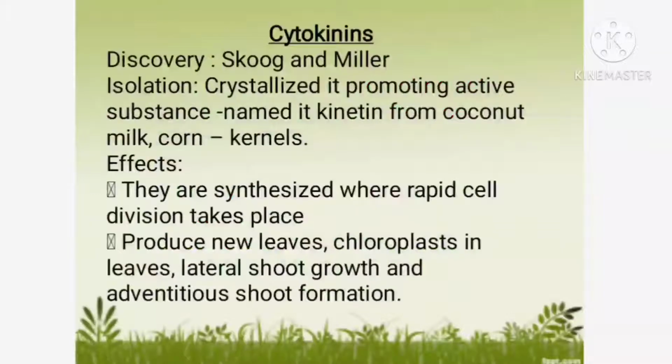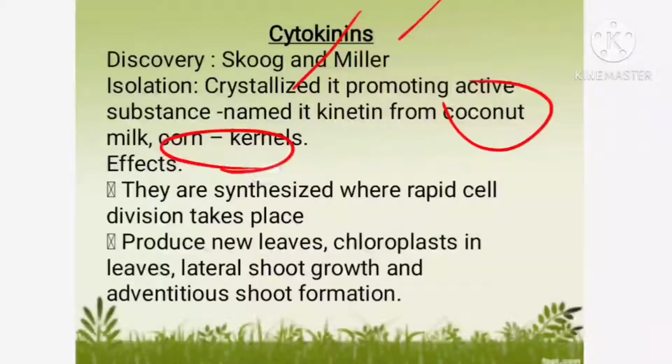The next hormone we are going to learn is cytokinin. It was discovered by Skoog and Miller. It was isolated in the form of crystals. They isolated this cytokinin from coconut milk, corn kernels and so on, and they named this active substance kinetin. Later it was named cytokinin.